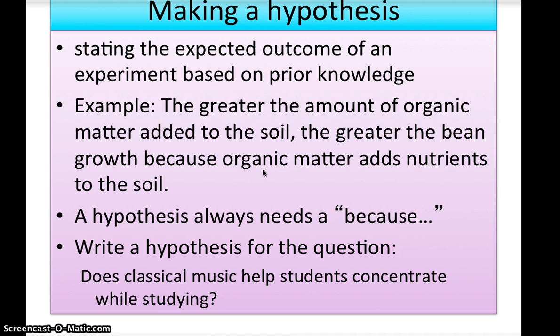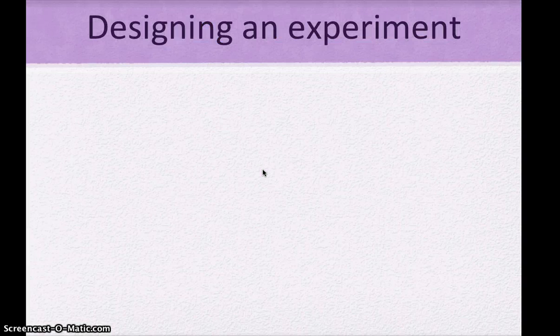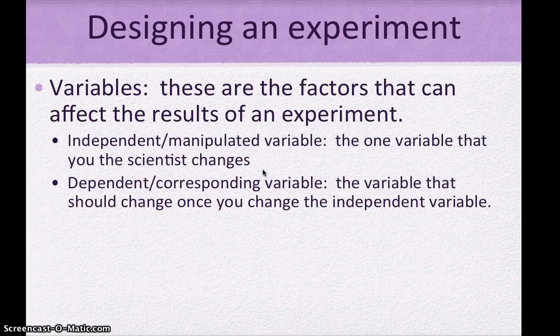Okay, next skill is designing an experiment. When you design an experiment, you're going to have variables or factors that can affect the results of an experiment. The independent or manipulated variable is the variable that you are going to be changing during the investigation of the experiment. In the hypothesis I gave you before about classical music helping with concentration, the independent or manipulated variable is whether or not they are listening to classical music.